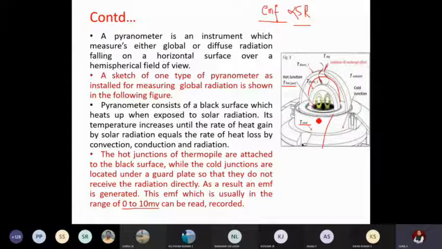You will use a thermocouple. One end of the thermocouple is connected to the hot junction, the other end to the cold junction. From the difference in temperature, you will get an EMF. Based on the EMF, you can calculate the solar radiation falling.